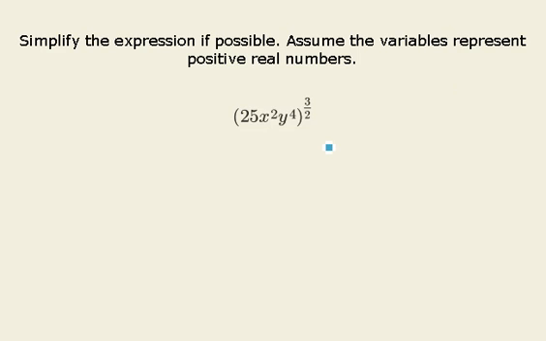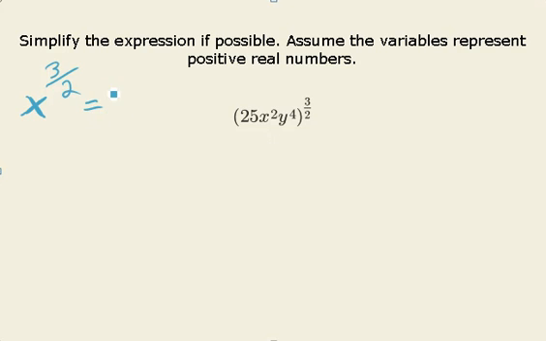Simplify the expression if possible. Assume the variables represent positive real numbers. We have here something that we're raising to a fractional exponent, to a rational exponent. So we should recall what it means to take something, a base, and raise it to a fractional exponent. In particular, this 3/2 power.